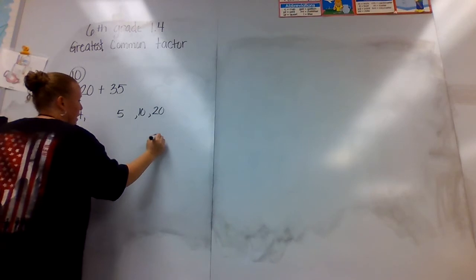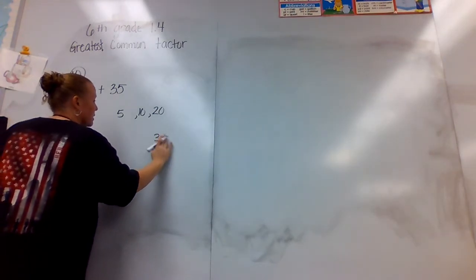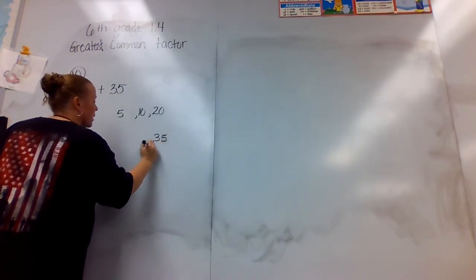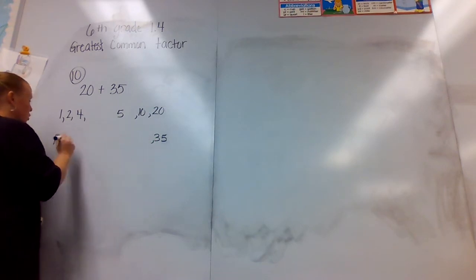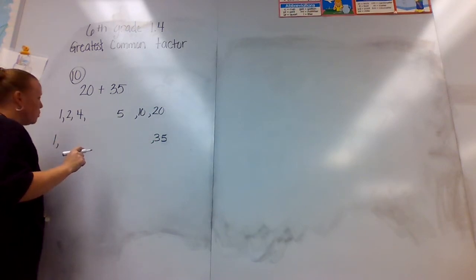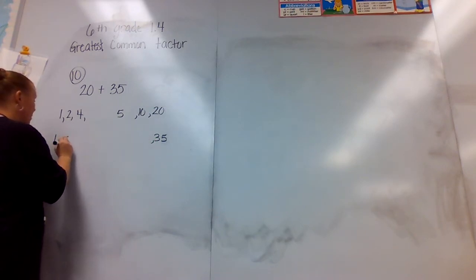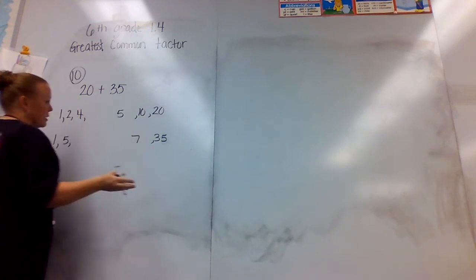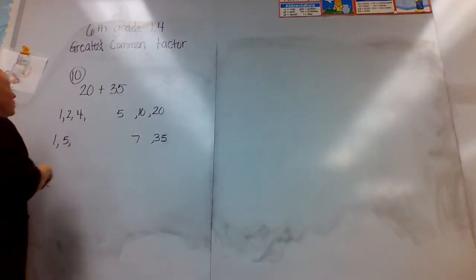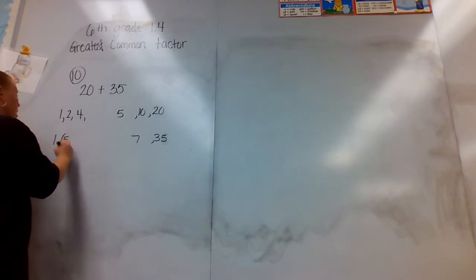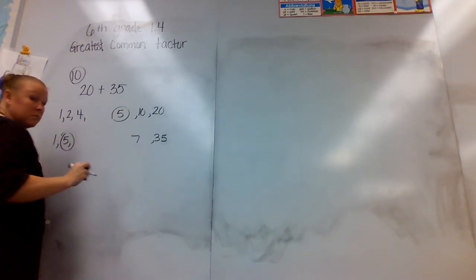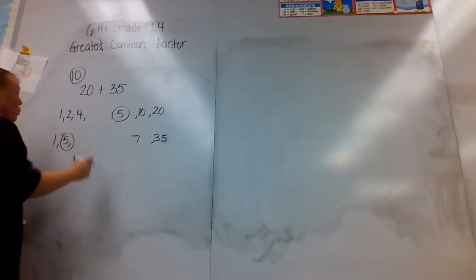1 and 35. Not an even number, no 2s. 3, nope. 4, 5, and 7. That's going to be it, okay? So, biggest number they have in common is going to be that 5. Yeah? Okay, so we need to know.